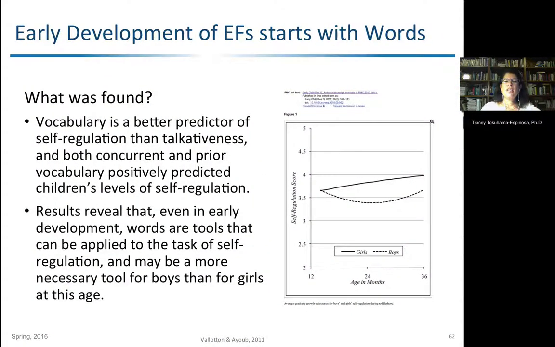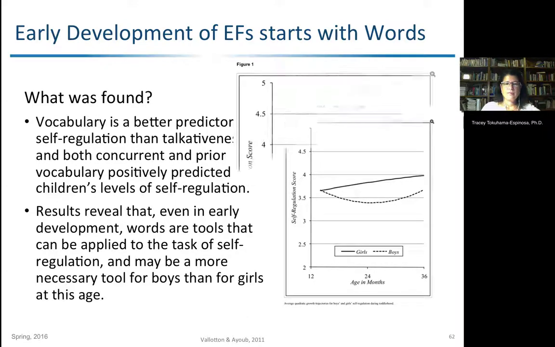That vocabulary ends up being a better predictor of self-regulation than talkativeness. So it's not just using lots of words over and over again. It's having a bigger vocabulary and ways to express different things. And vocabulary was positively correlated with self-regulation.